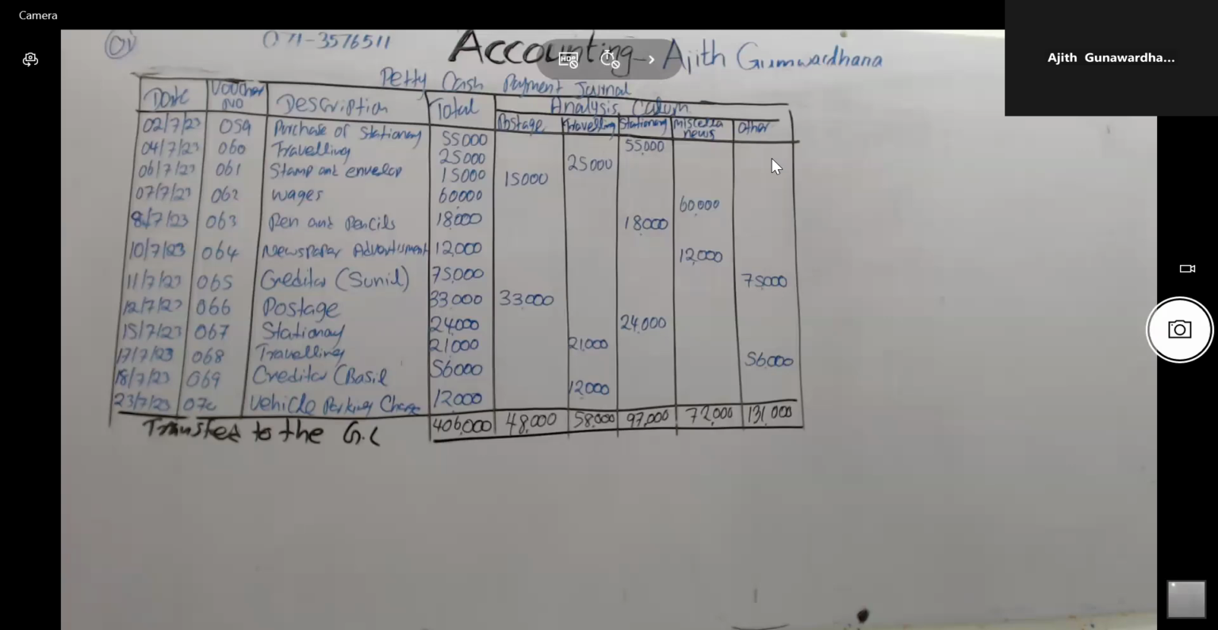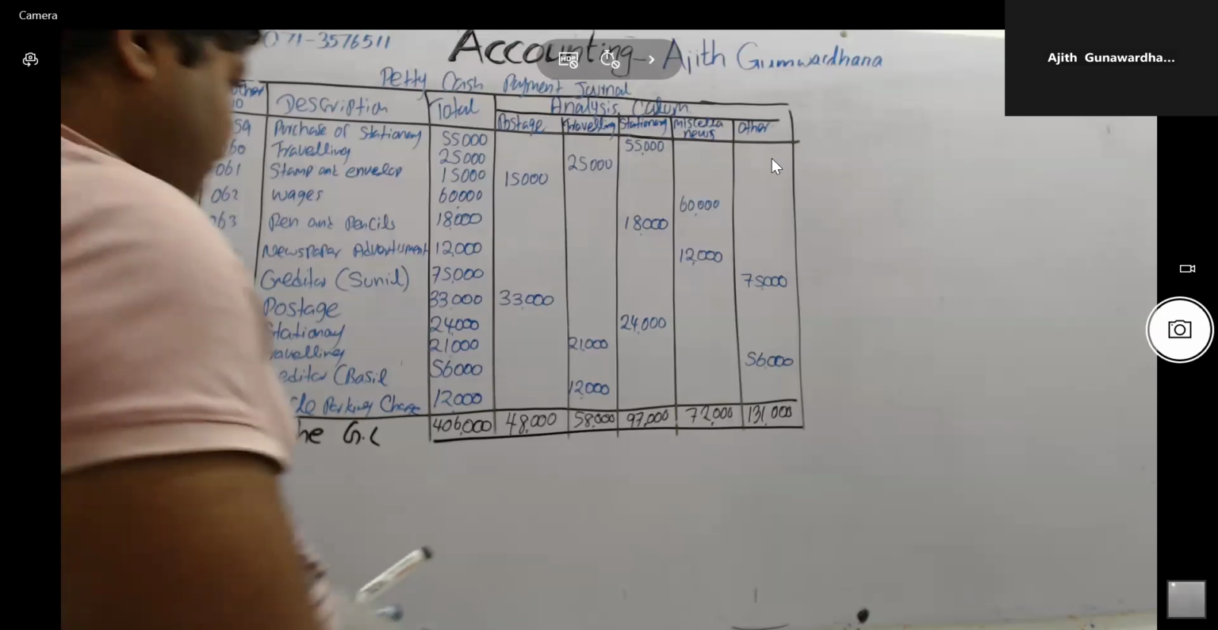Right, prepare cash control accounts as well as petty cash control accounts. After that, postage, traveling, stationery, and miscellaneous are available, with wages and newspaper advertisement. In the other column, payment for creditors is available. Therefore, you have to prepare creditor control accounts. Creditor control, right? Prepare the ledger accounts.